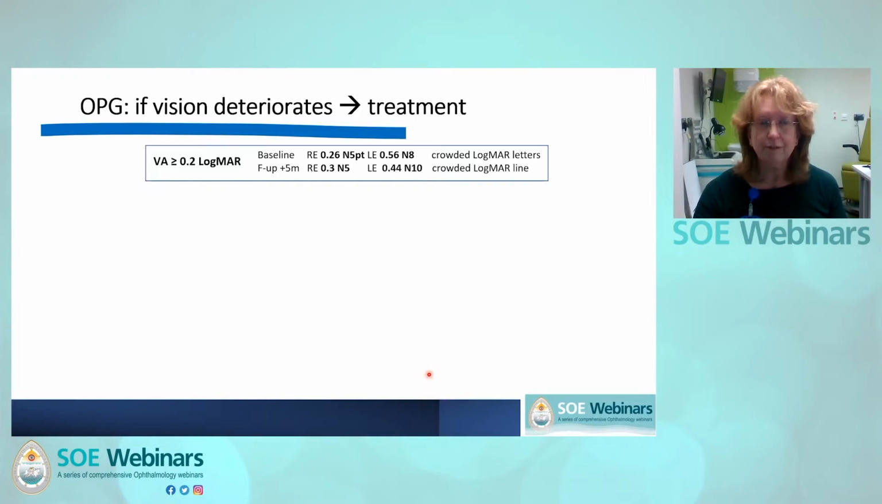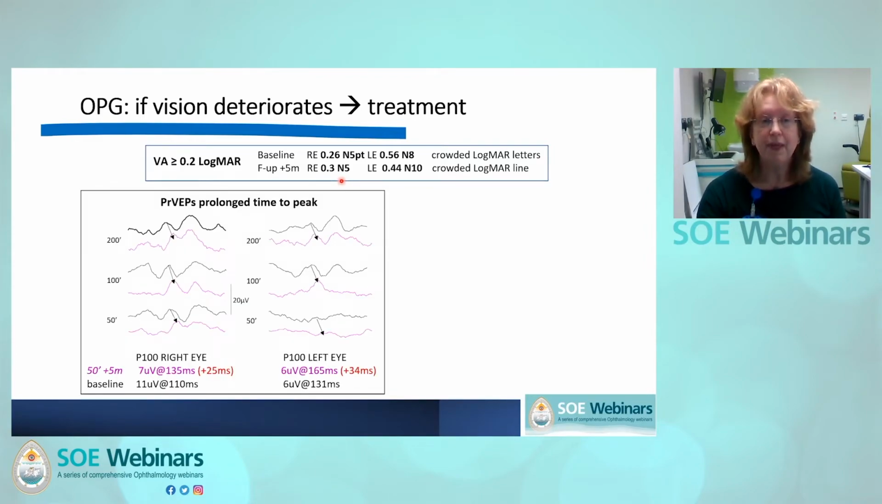Now, generally, if vision deteriorates, it's a trigger for treatment. We look for a 2-line difference in visual acuity, but you can see here her follow-up is very similar to her preceding visual acuity. But the pattern VEPs showed a marked prolongation of time to peak. The follow-up is in magenta, the baseline is black, and I've arrowed the increase in time to peak or latency of over 20 milliseconds, very significant.